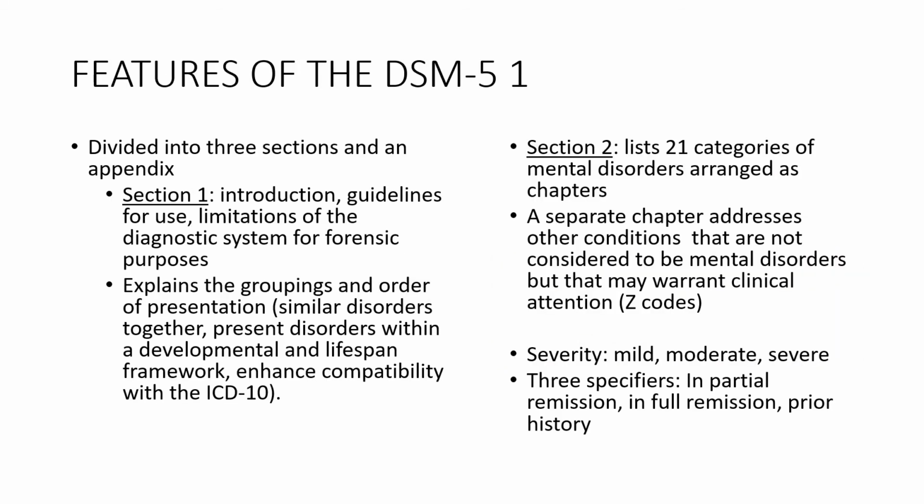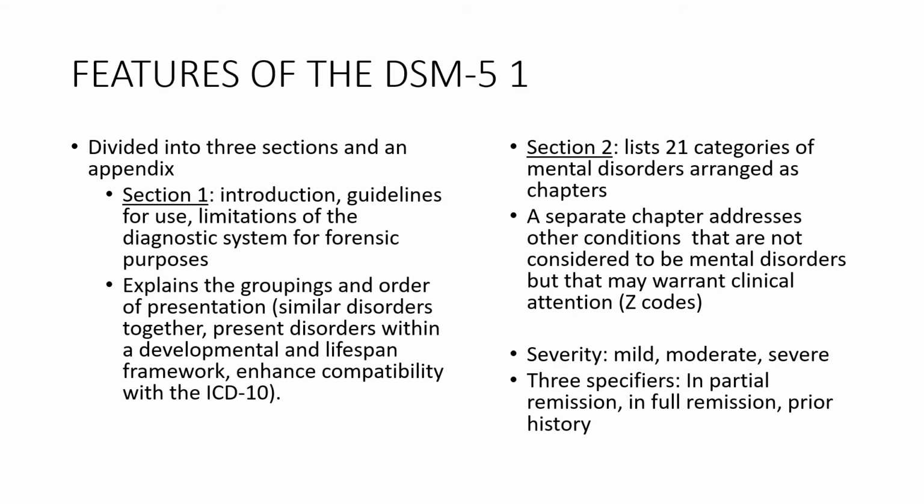All right, now let's talk about the features of the DSM-5, which is the current one that we're using. It's divided into 3 sections and an appendix. So section 1 is introduction, guidelines for use, limitations of the diagnostic system for forensic purposes. So that means you can't just use it immediately for, let's say, court-related stuff. It has to be very specific. You need to understand that. It also explains the groupings and orders of presentation. So similar disorders are together, present disorders within a developmental and lifespan framework, and enhanced compatibility with the ICD-10. So those are all the things that happen in section 1, right? It's kind of like a broad overview.